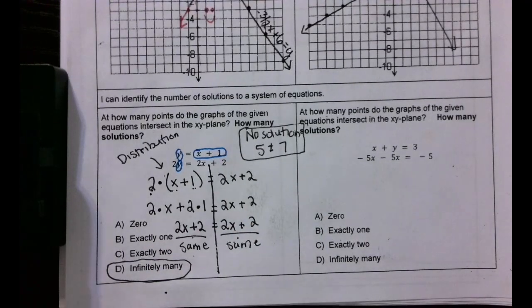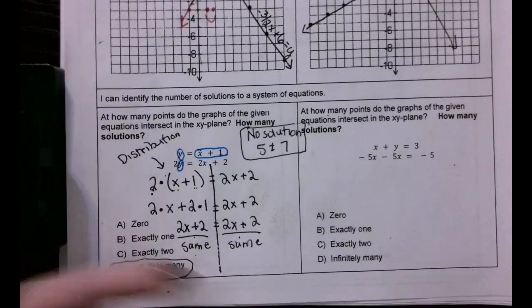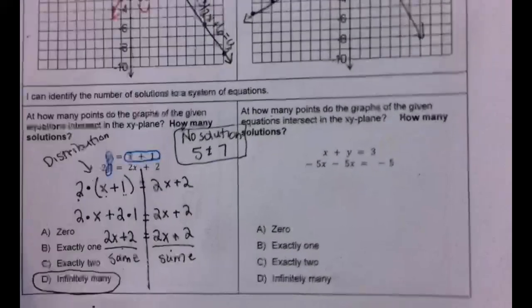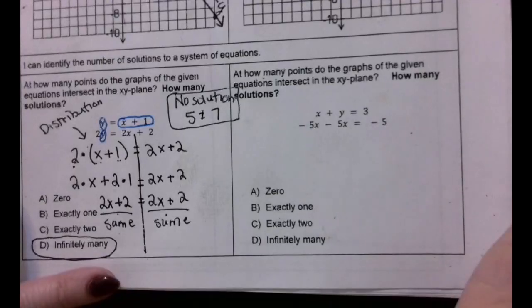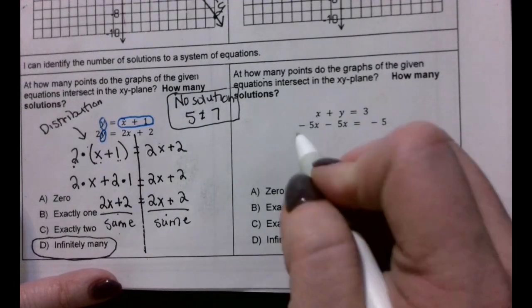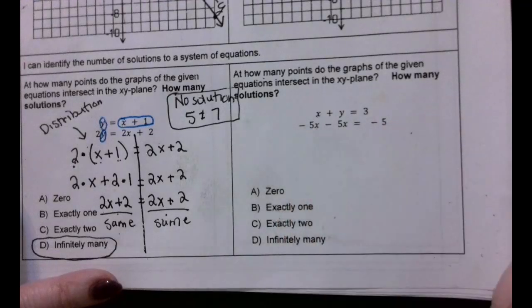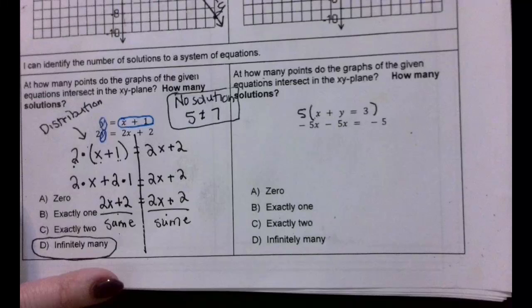I recommend pausing this for a second and trying the next one on your own and then playing it to see if you did it right. My next one looks like it's set up for elimination. Now, just because I want to do elimination doesn't mean you have to do elimination. You can make it a substitution problem if you want to. The reason I'm going to change it to elimination is because I can see that x is by itself, and in order to get this negative 5 to cancel out, I could just multiply this whole thing by 5, because then that'll give me a 5x.